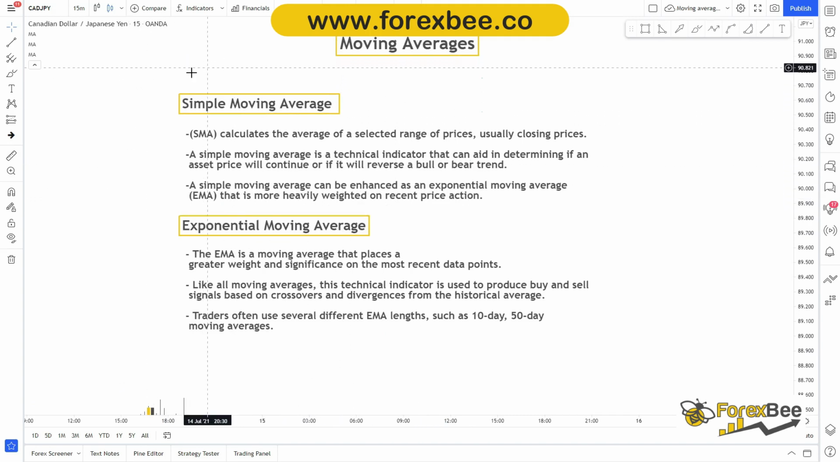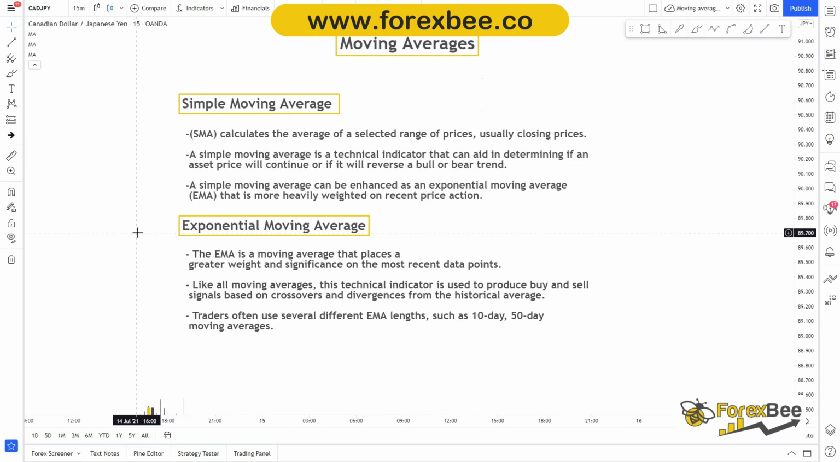Now there are basically two types of moving averages. The first one is the simple moving average and the second one is the exponential moving average, and we're gonna go through both of them, so please pay close attention as we go along. The simple moving average calculates the average of a selected range of prices, usually closing prices. It is a technical indicator that can aid in determining if an asset price will continue or if it will reverse a bull or bear trend. The simple moving average is just simply the mean.